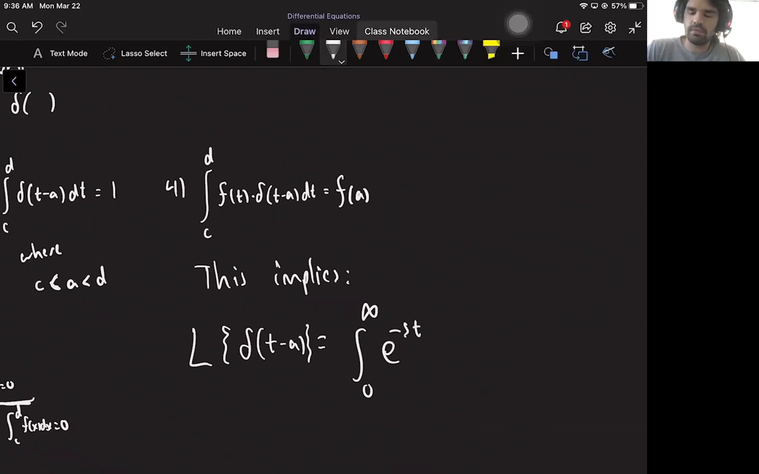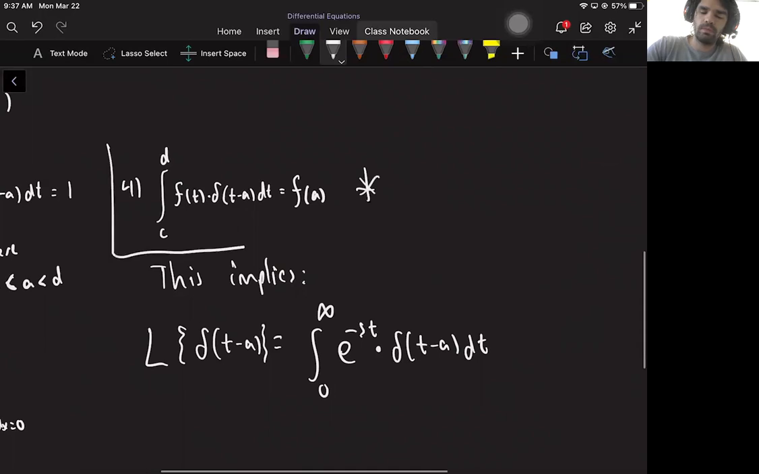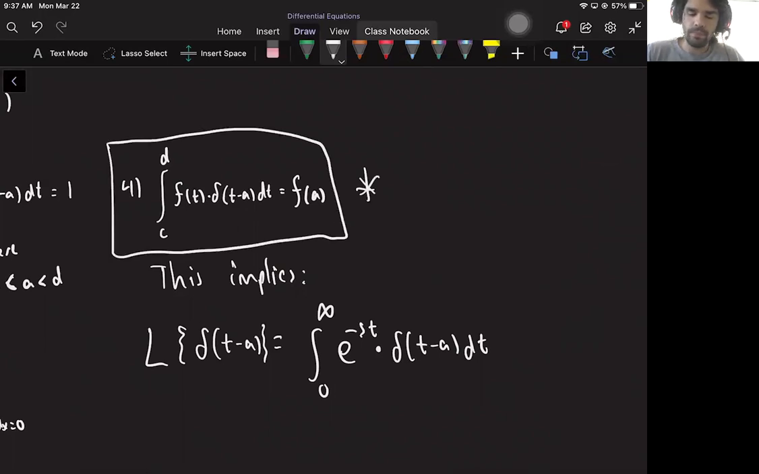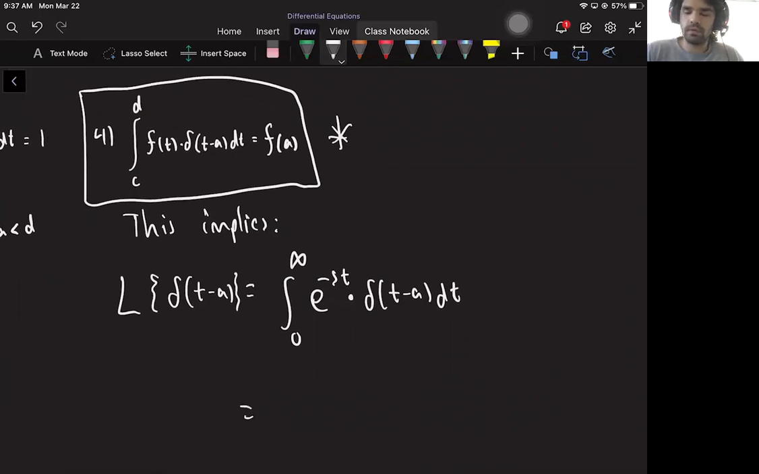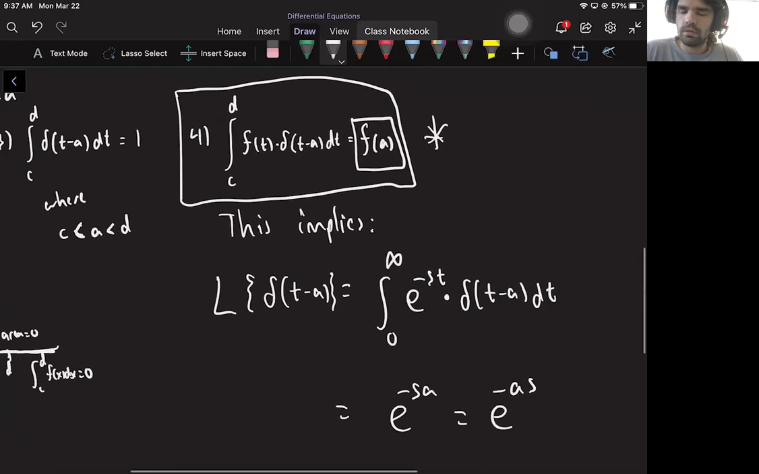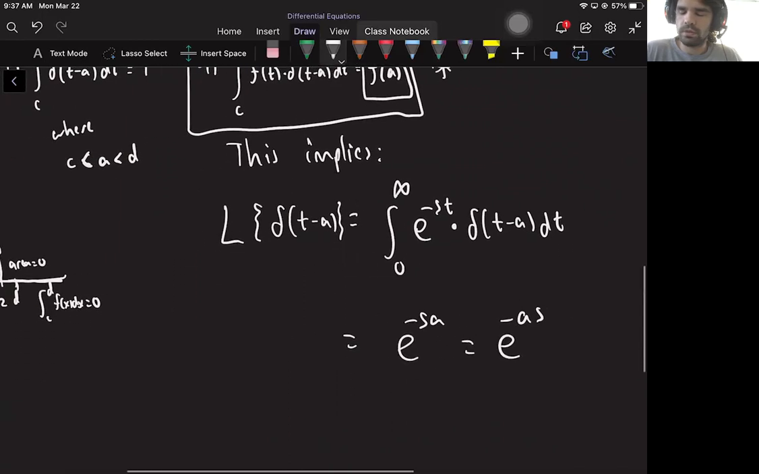So the Laplace transform by definition is this. But then according to this property number 4 that we've provided here, it's the Dirac delta function times a function of time. So when I integrate it from 0 to infinity, I'm just going to plug in a for t. That's what's happening here. So this is just going to be e to the negative sa. Or more often I'd write the a in the front. So like that. Okay, so this is all we need to work with the Dirac delta function.